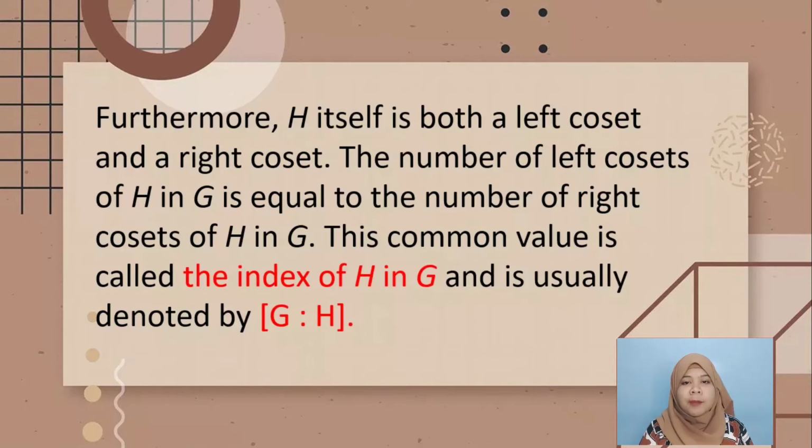The number of left cosets of H in G is equal to the number of right cosets of H in G. This common value is called the index of H in G, and it is usually denoted by [G:H]. The index of H in G is equal to the number of left cosets of H in G. Note that even though G might be infinite, the index might still be finite.